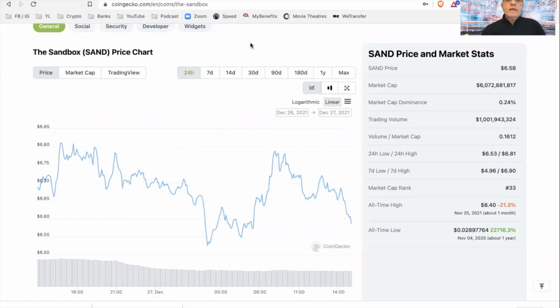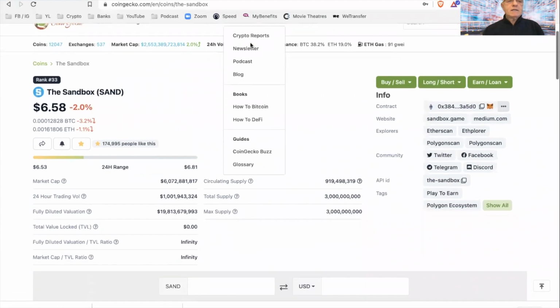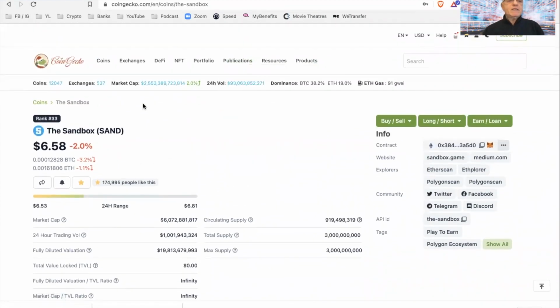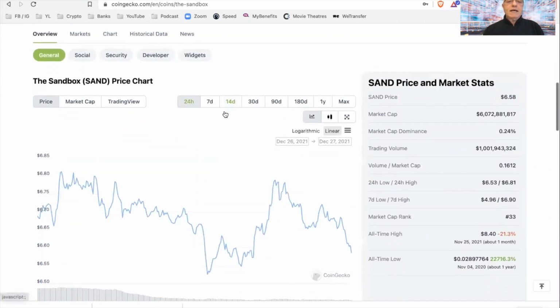Okay, let's get started right now. On the screen right now, you can see a view of Sandbox from coingecko.com. The first part, way up here, is about the fundamental analysis. And you see, I just type in sand. And then when I go down to the bottom, I get the technical analysis.